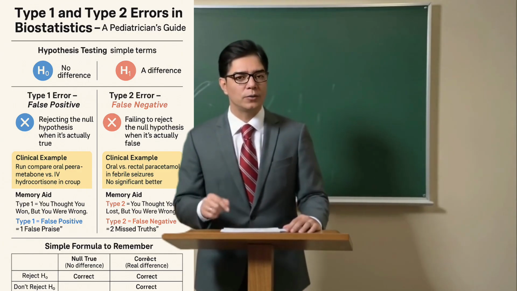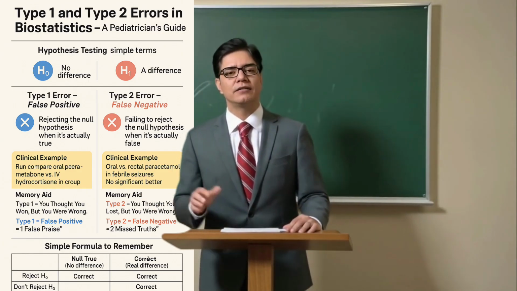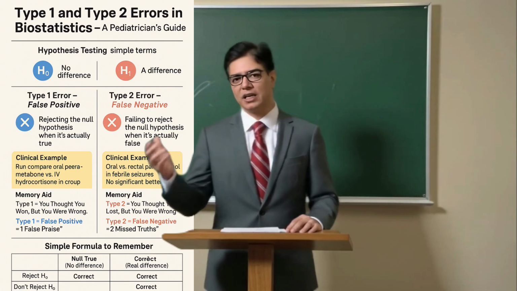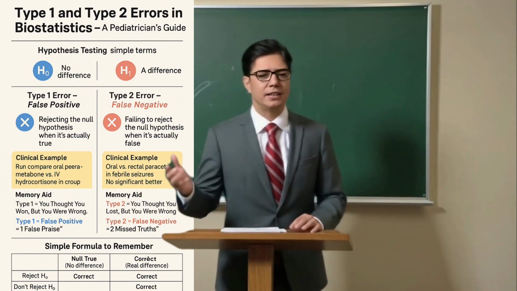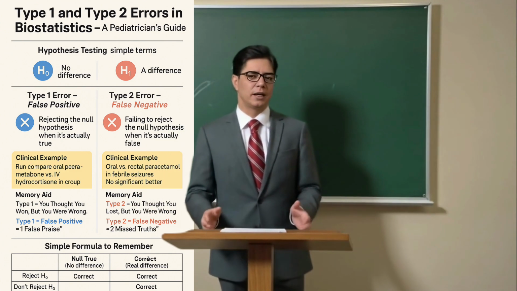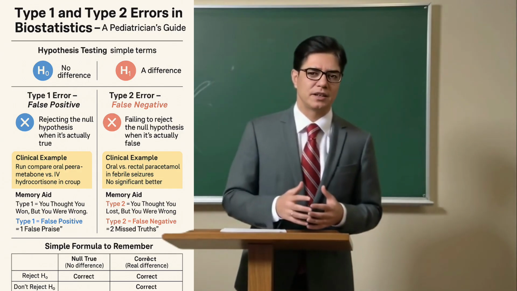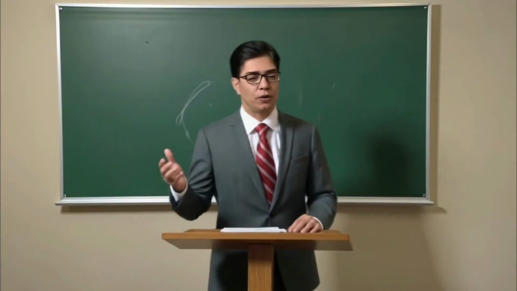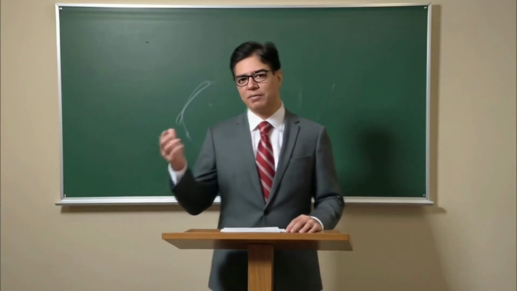But remember, when we test these hypotheses, we never know the truth with 100% certainty. We just look at the data and then decide. And that's where we can go wrong in two specific ways. So let's break them down. Let's start with type 1 error.